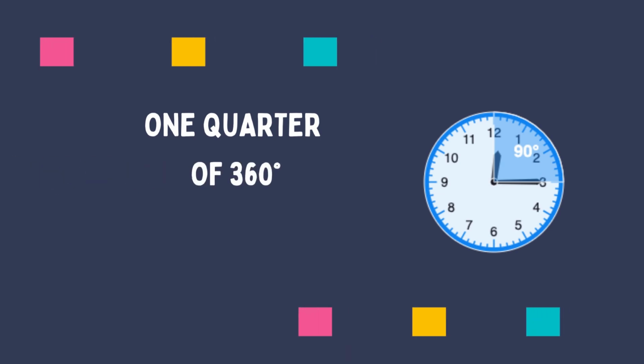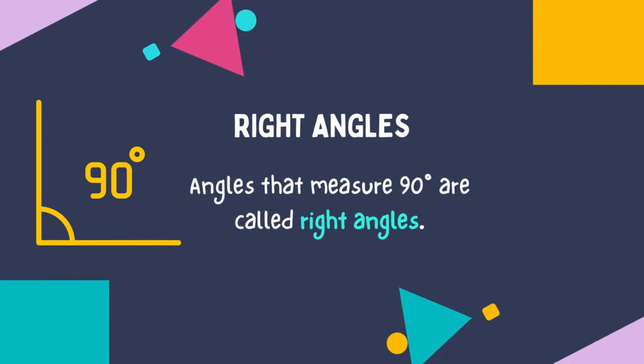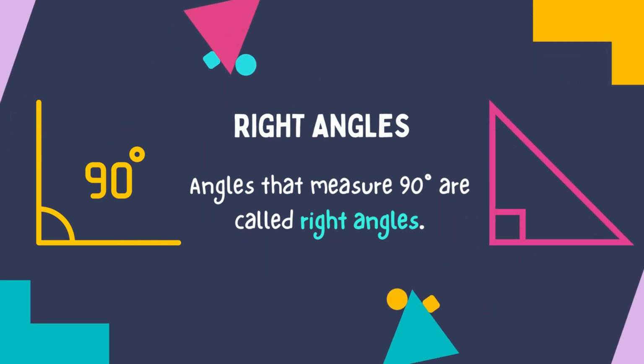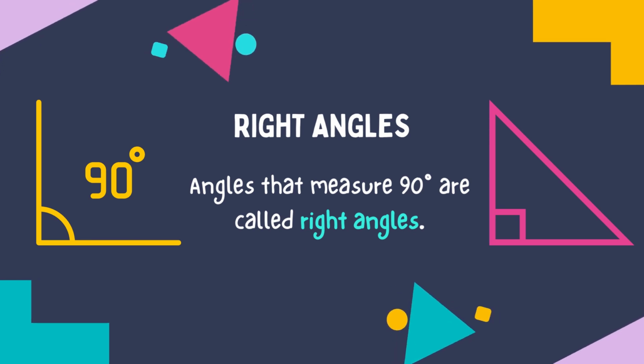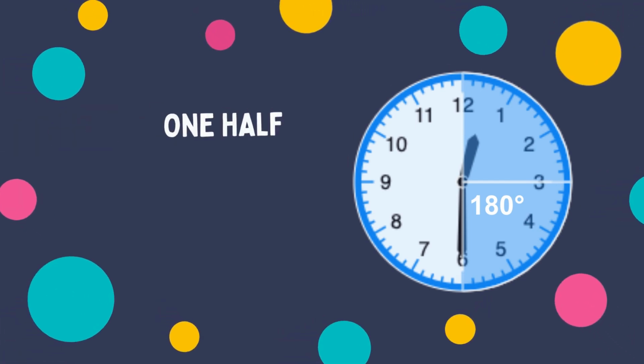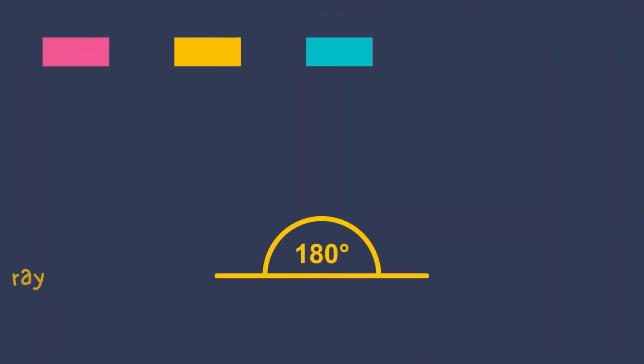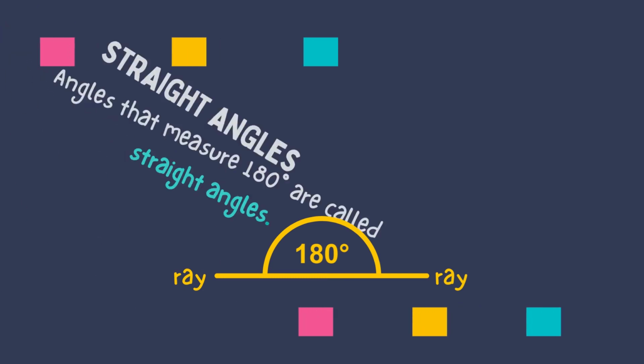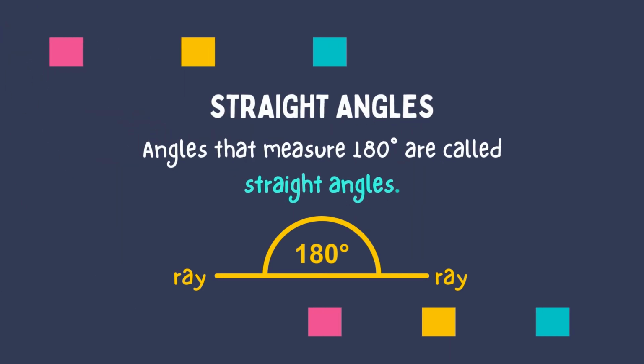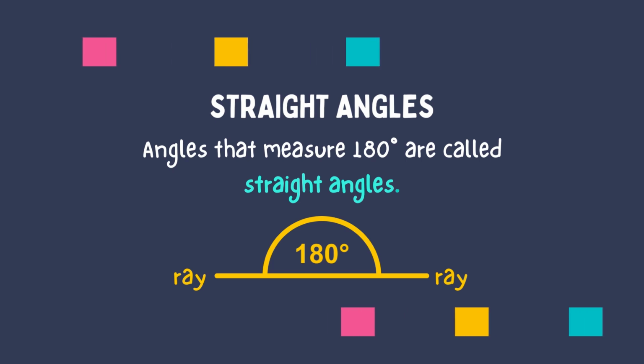The first wedge we made by moving the minute hand to the 3 measures 1/4 of 360 degrees, which we know is 90 degrees. We call angles that measure 90 degrees right angles. The two rays that form the angle are perpendicular to each other. When we moved the minute hand to 6, we swept out another 90-degree angle and cut the circle in half. Half of 360 degrees is 180 degrees. The two rays that form the angle make a straight line, and we call angles that measure 180 degrees straight angles. That's easy to remember, isn't it?